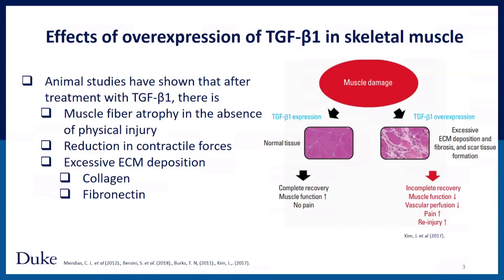On the right side, it shows that with TGF-beta1 overexpression there is excessive ECM deposition, fibrosis, and scar tissue formation, which leads to incomplete recovery, a decrease in muscle function and vascular perfusion, an increase in pain, and likelihood of re-injury.